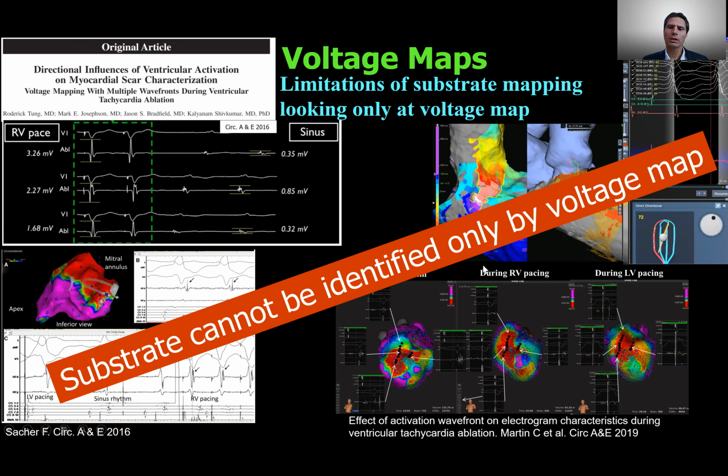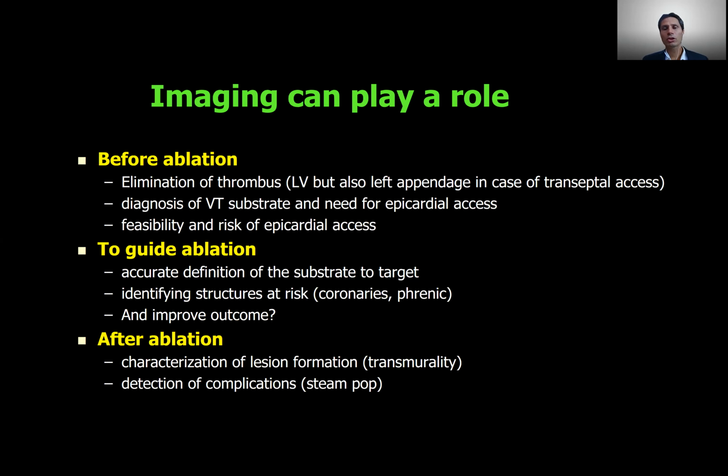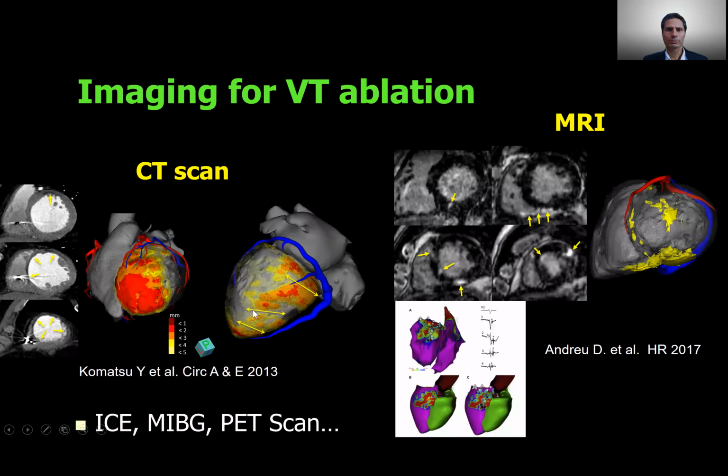So substrate can be identified only by voltage map, and there is a lot of research on different strategies for substrate mapping. So we propose a change in paradigm, just looking at the information of imaging to identify the substrate. And imaging does not only play a role to target and identify the substrate, but also before ablation, of course, to guide ablation, and this is my talk today, and after ablation.